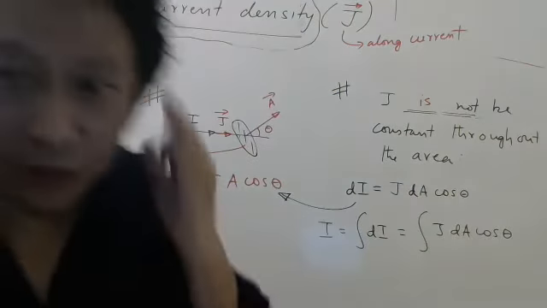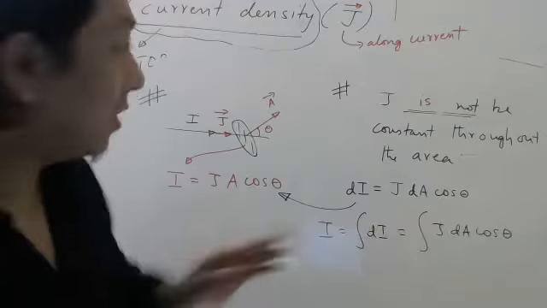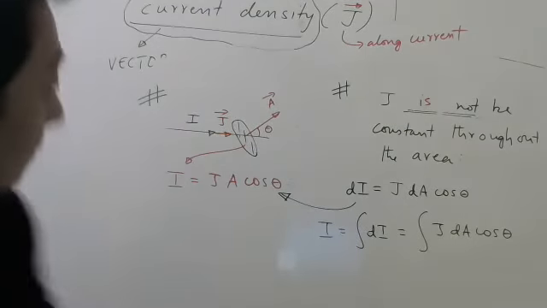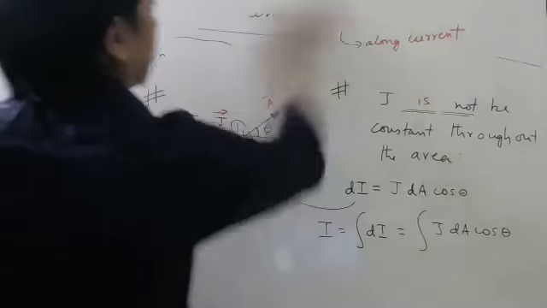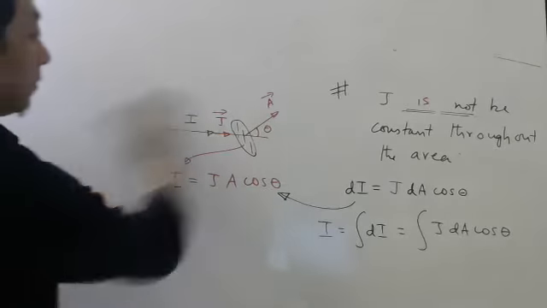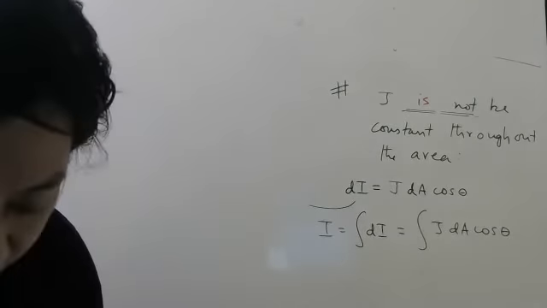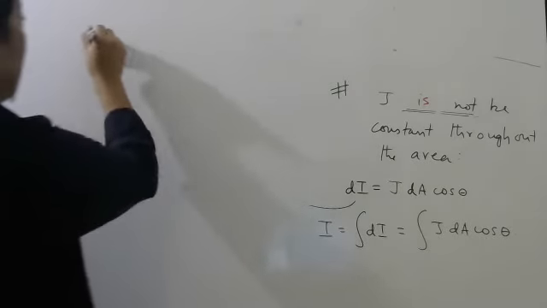Now, let us try to think. What does it mean, sir, when I say J is not constant? What does it mean? So look here. Look carefully, all of you students. Suppose this is a wire.